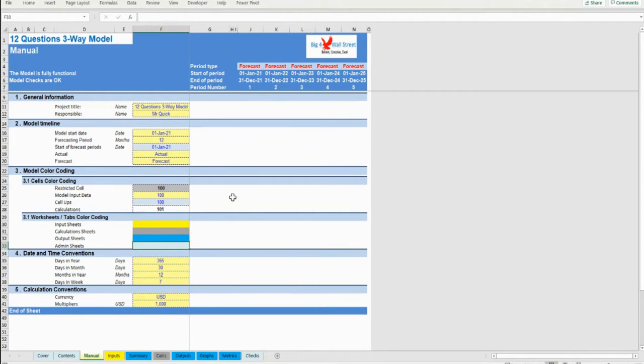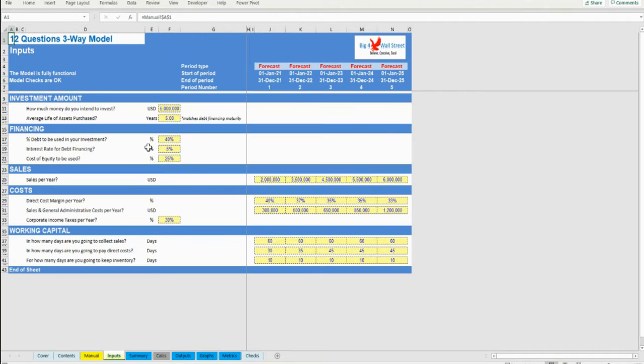Moving on to the Inputs tab, in yellow is whatever can be amended as an assumption. The user needs to answer 12 questions which are grouped into 5 main sections. Investment: how much money are you going to invest, and in how many years are you going to depreciate the assets purchased? Financing: how much debt are you going to use to finance your investment, and at what interest rate? What is your desired return on your investment, cost of equity?